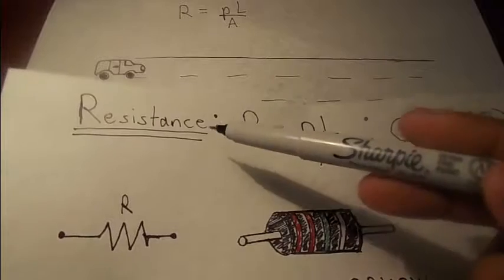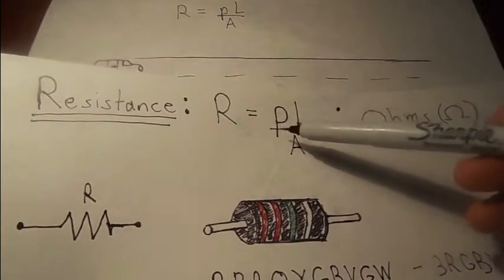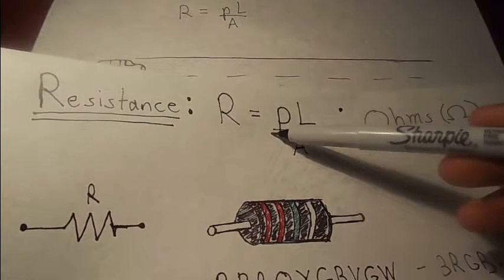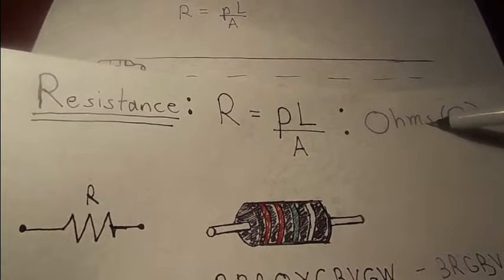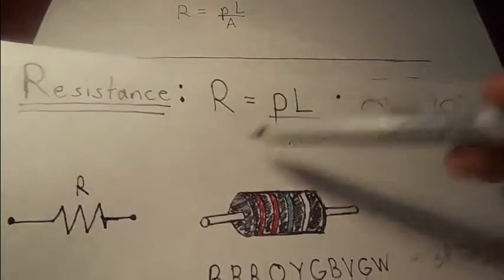In this video, we're going to be learning about resistance. Now, let's get into it. Resistance, from physics, we learn is the resistivity times the length of your material over the cross-sectional area. And we measure that in ohms. And we're going to be going into the whole concept of this later on.